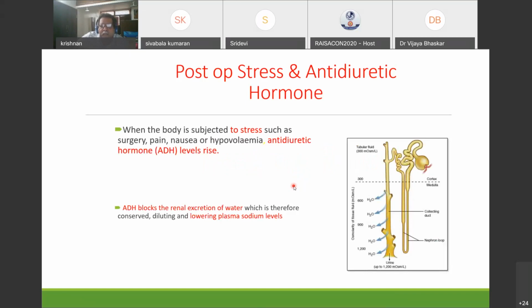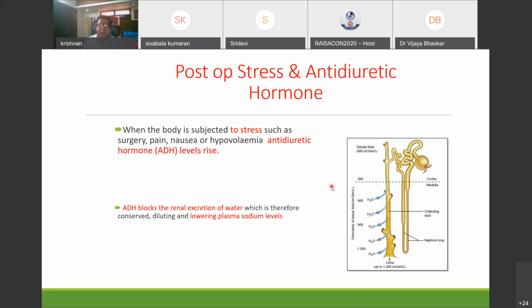Most important thing in the post-operative period is the stress, and the ADH will be at the peak in the post-operative period. Whenever there is ADH, what it does is it prevents the water from going out. So there is a retention of water. So if you give more fluid, you are going to have more fluid in the body, which will produce interstitial edema. Whenever there is interstitial edema, it acts as a barrier for oxygen to move from the capillaries to the cells. So we don't want that to happen in the post-operative period. So we'll have to be very careful in giving fluid in the post-operative period.